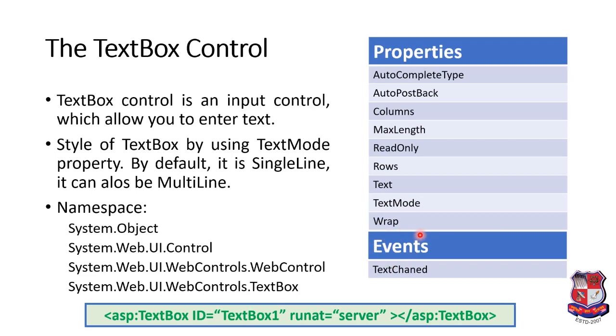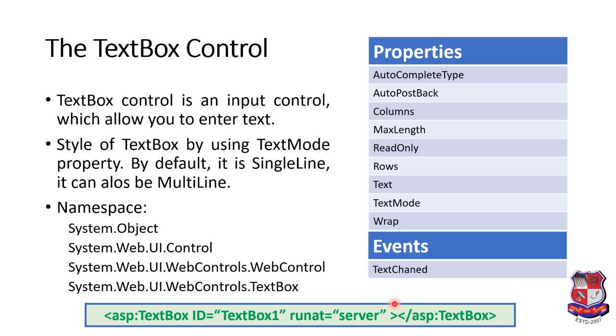There is a single event we will discuss for the text box control, that is TextChanged. It occurs when a user changes the text of the text box control. Over here we can see a tag defined as a text box example. It will be like the last control: asp:TextBox ID equal to TextBox1 runat server, and we can close this tag like this also. It is similar to HTML. Over here we can say the Text property is not present because it is an input control, and whatever the user inputs in this control will be captured by this Text property.